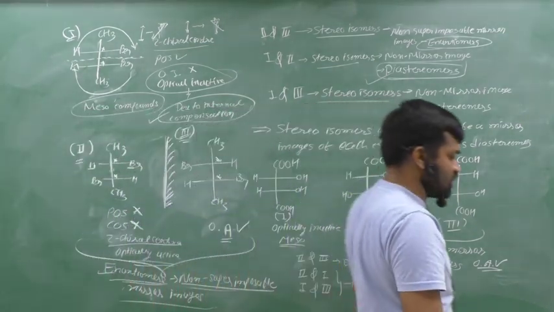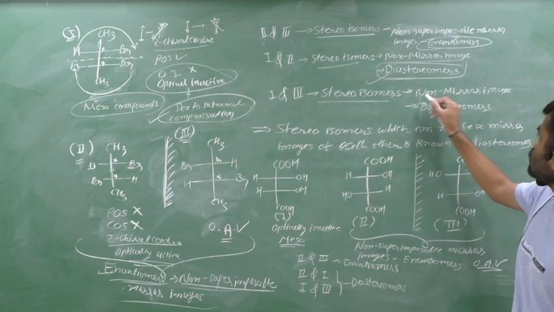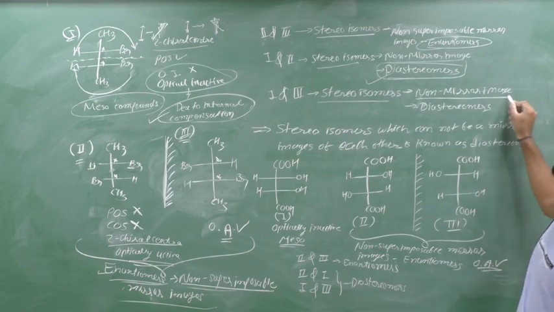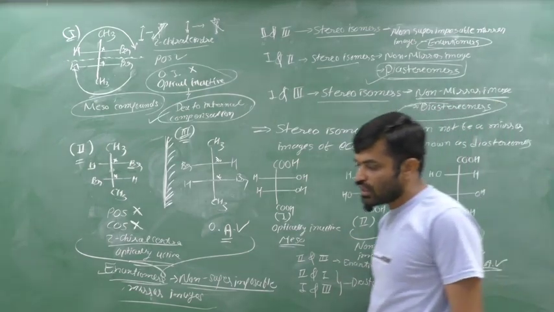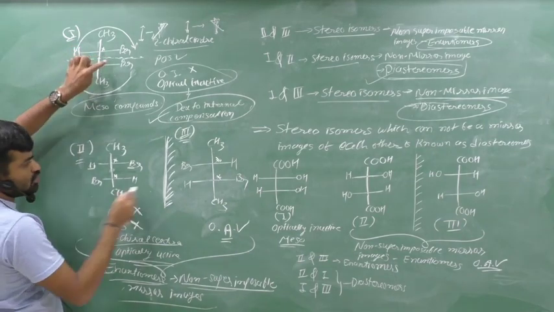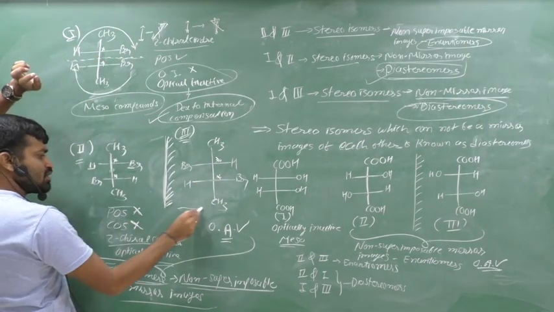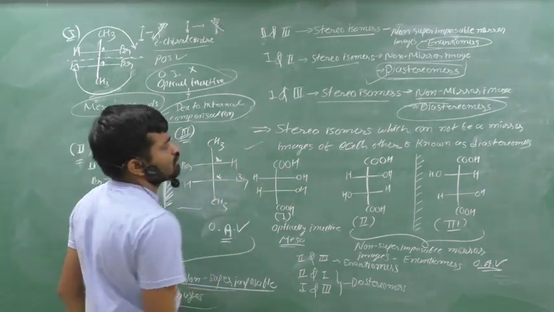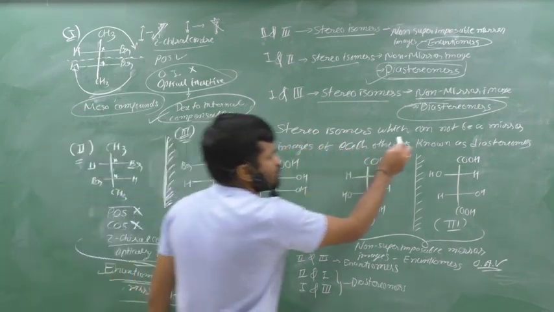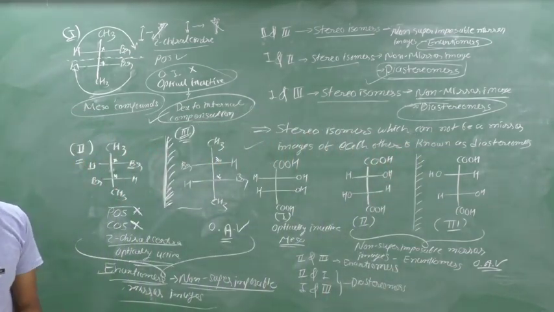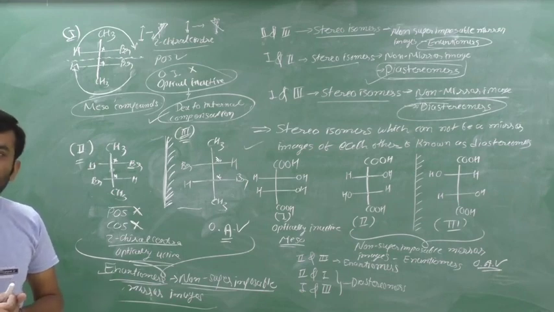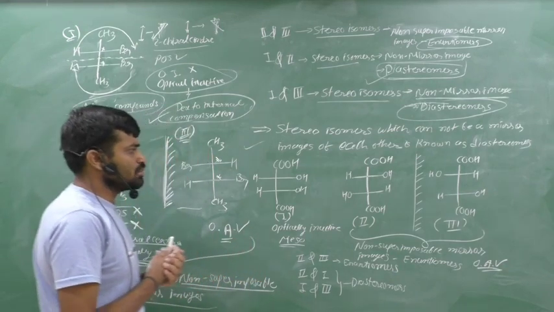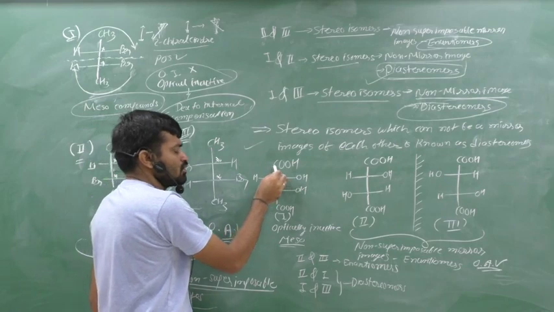Now we can think about 1 and 3. They are stereoisomers, not because the connectivity is different, no, connectivity is the same, only the spatial arrangement is different. Non-mirror images. Therefore, 1 and 3 are also diastereomers. This is a pair of diastereomers, and this is a pair of enantiomers. Clear? Stereoisomers which cannot be mirror images of each other are known as diastereomers. Now we can think about this compound, COOH.